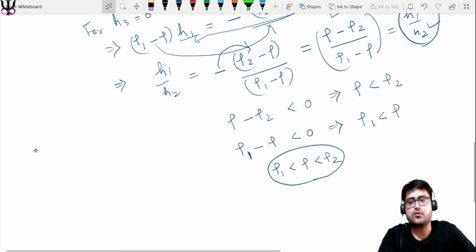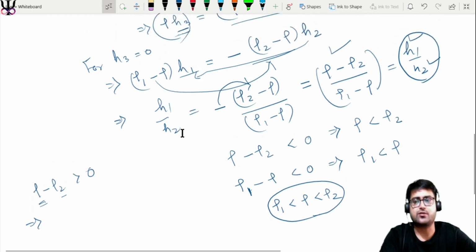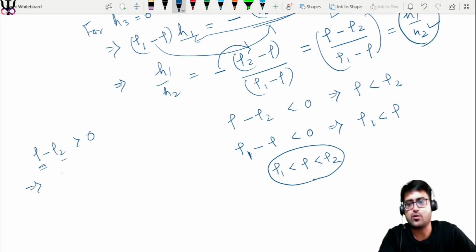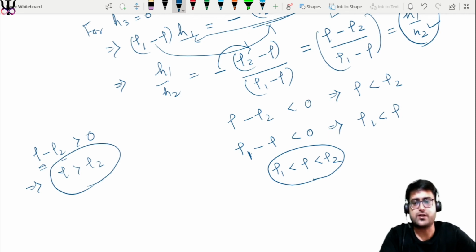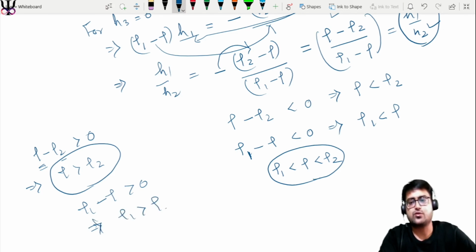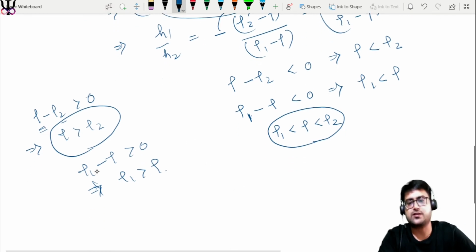Otherwise, the other one could be ρ − ρ2 is greater than 0. In that case, what happens? If ρ is greater than ρ2, then ρ1 − ρ is also greater than 0. What does that imply? ρ1 is greater than ρ. So how is that going to be? Like ρ1 is greater than ρ is greater than ρ2.